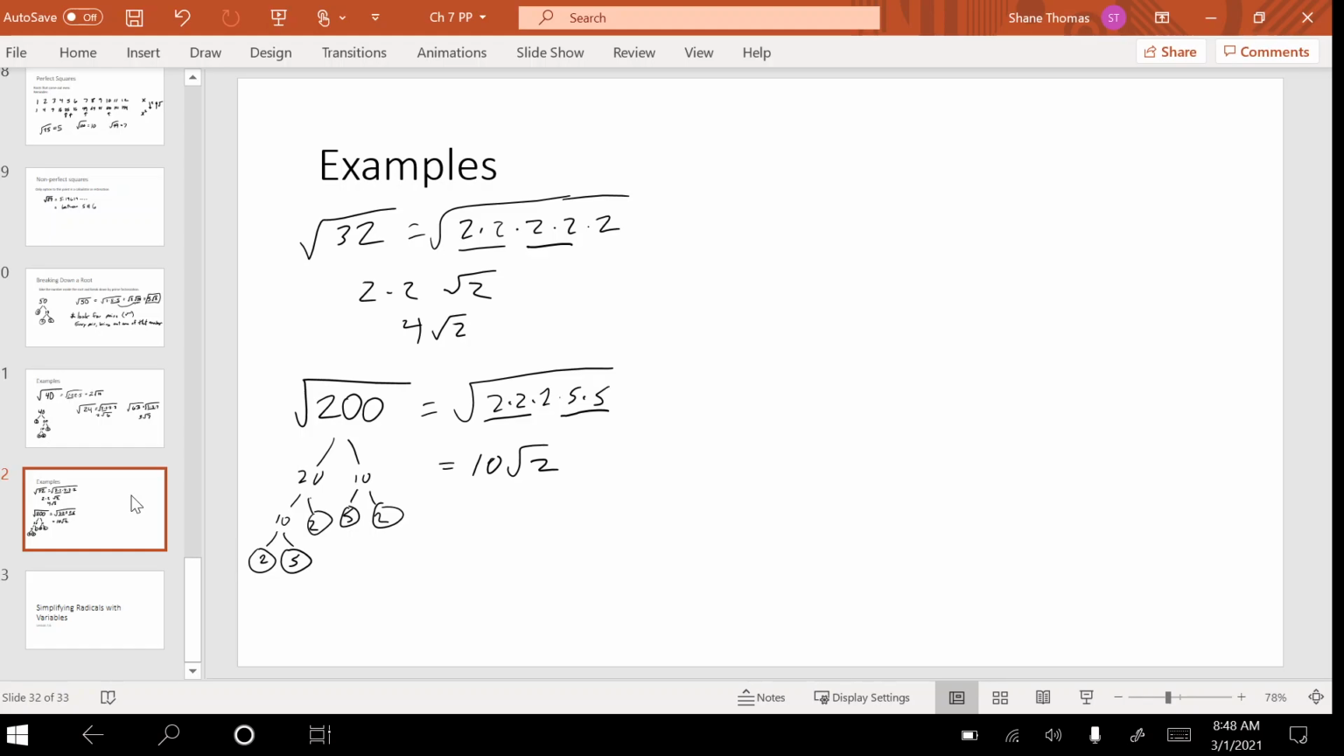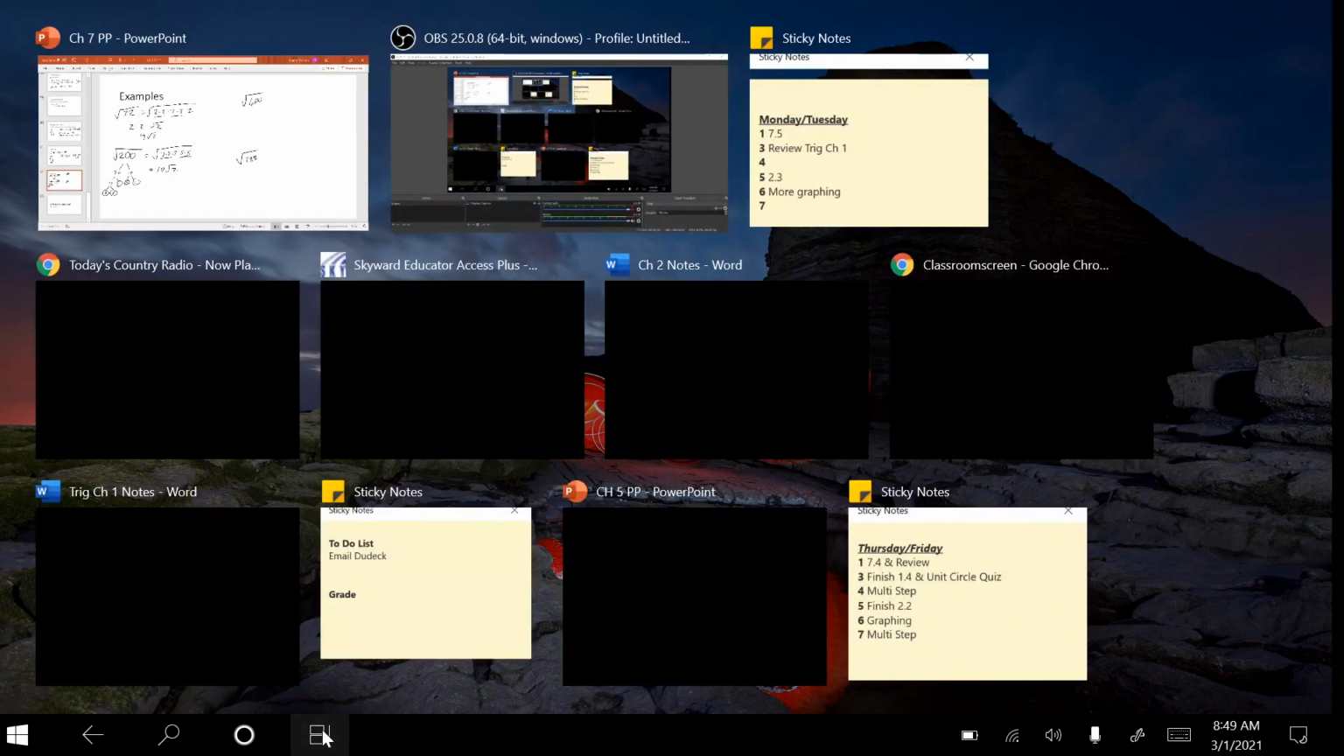Okay. All right, I'm going to give you 2 more here to try. Let's go with the square root of 600. And let's go with 288. Okay, I'll give you a few minutes to try those two. Square root of 600, the square root of 288.